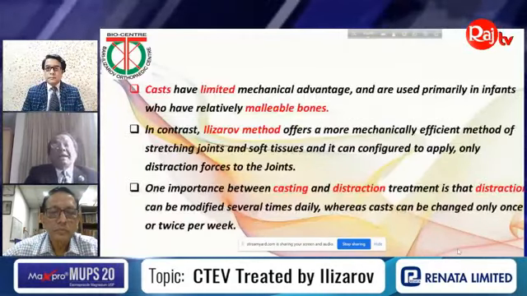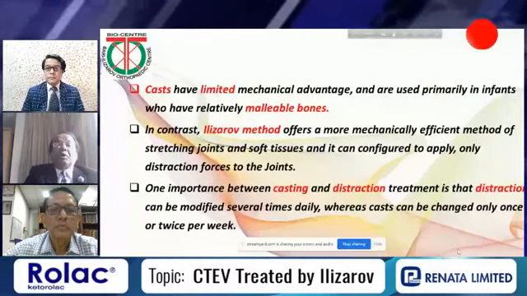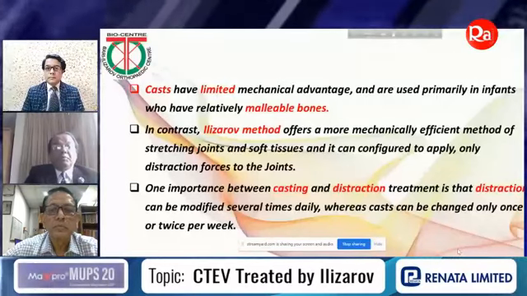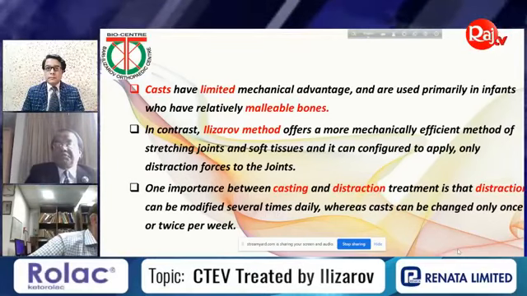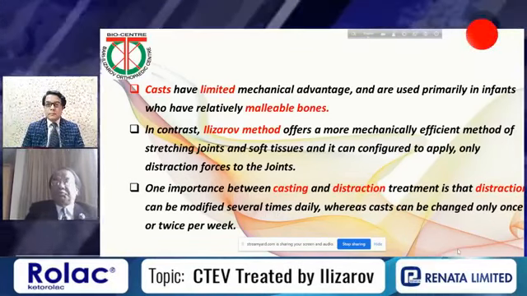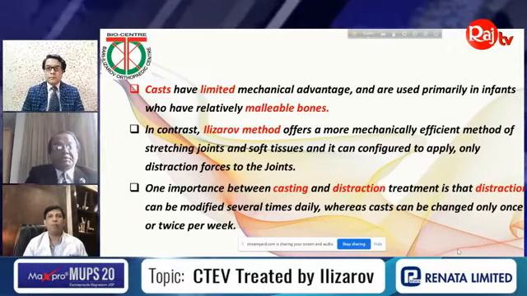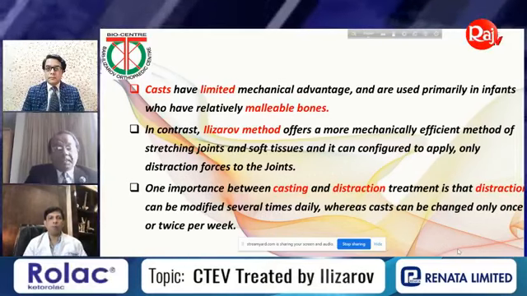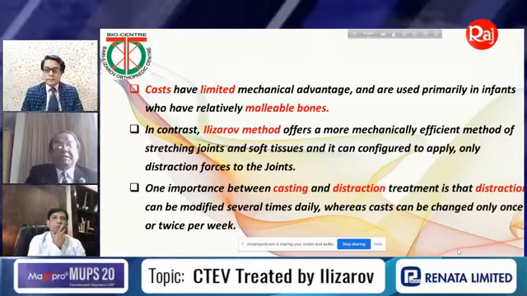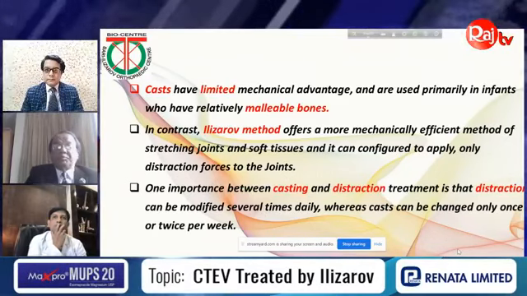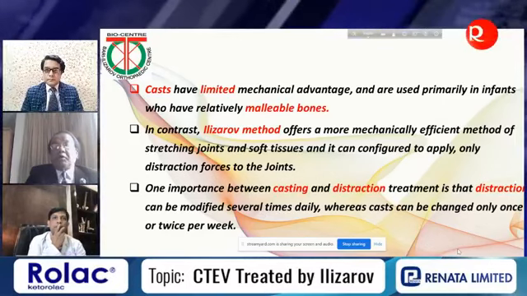If you think about the cast, that is a limited mechanical advantage, and you can use cast only for malleable bones. In contrast, Ilizarov method offers a more mechanically efficient method of stretching joints and soft tissues, and it can be configured to apply only distraction forces to the joints. One important difference between the casting and the distraction treatment is that distraction can be modified several times. Whatever you like, you can change. But cast cannot be changed.